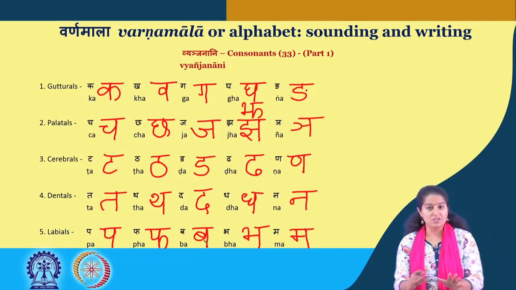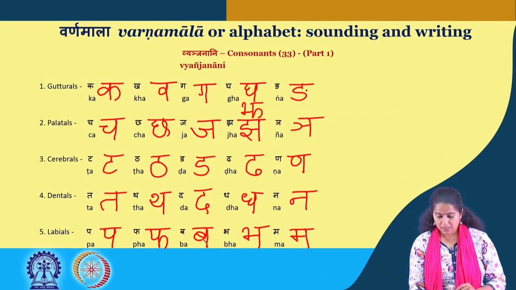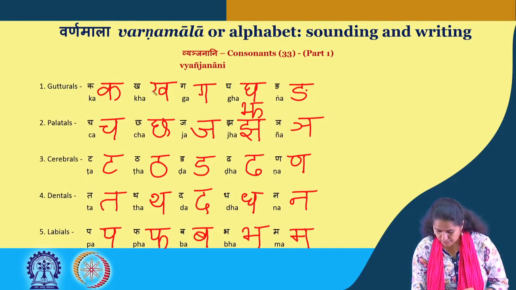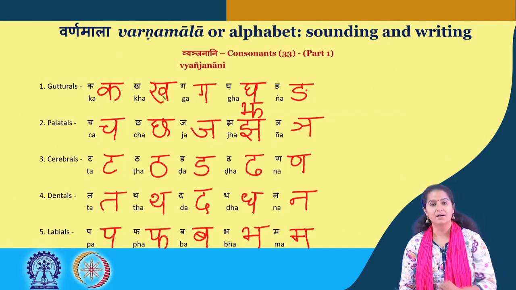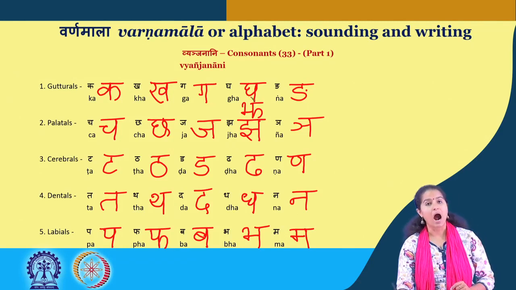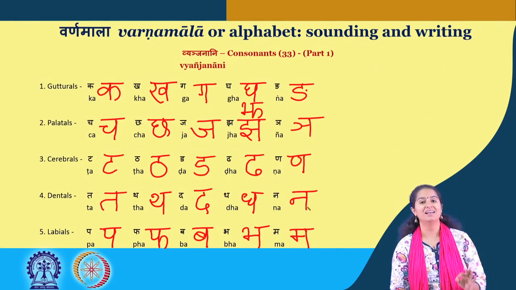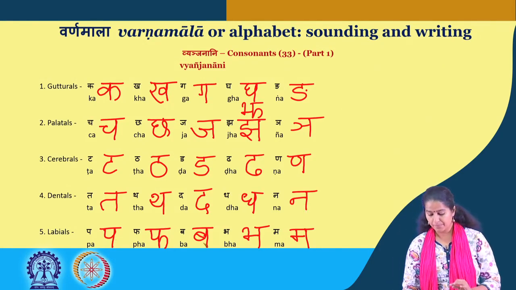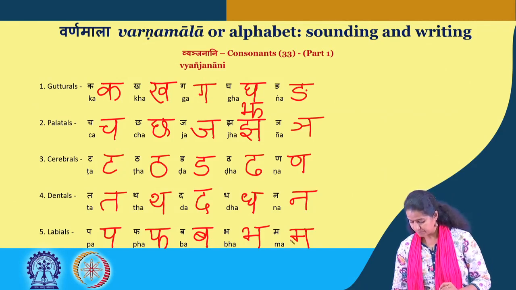All right, so can we just repeat it once quickly? I see that the k has disappeared. All right: k, g, gh, ng, ch, chh, j, jh, ny, t, th, d, dh, n, t, th, d, dh, n, p, ph, b, bh, m.